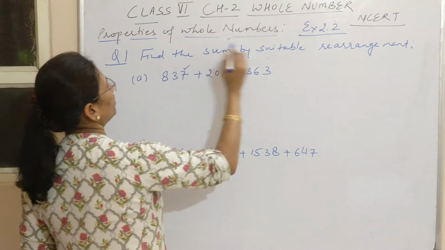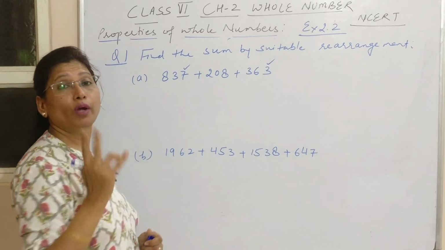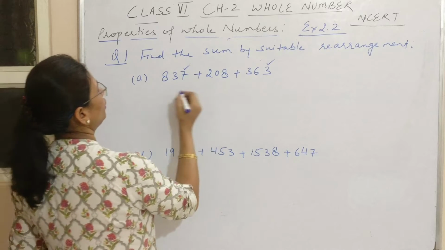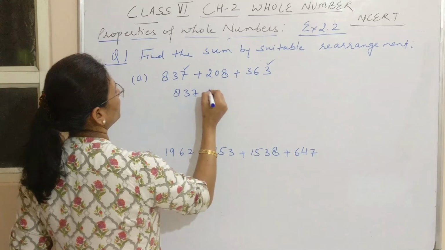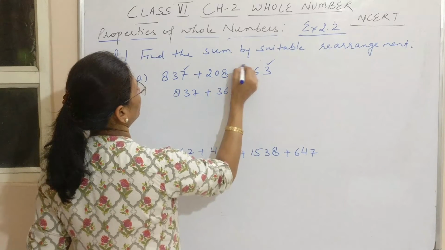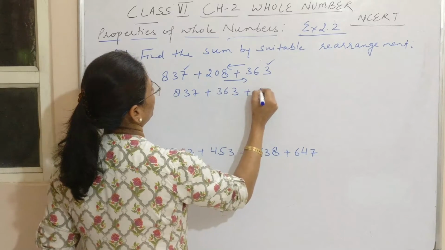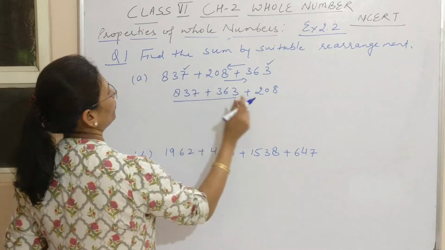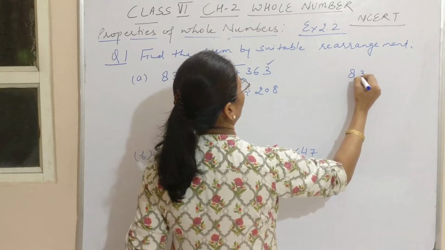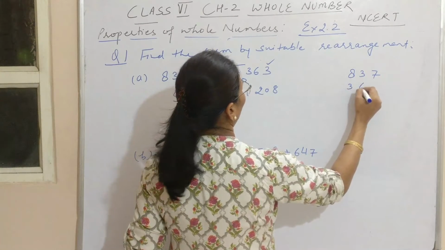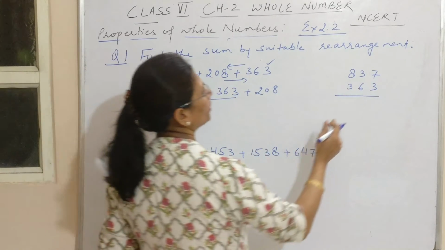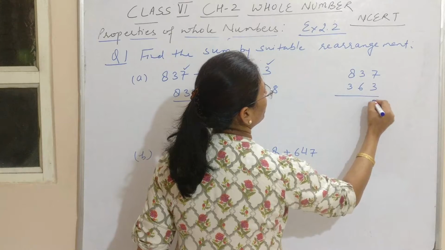So you can see the ones digits, 7 and 3. If you add 7 and 3, they make 10. So we'll rearrange: 837 plus 363, then plus 208. You can add in a rough column. We don't need to be very quick, as accuracy is more important than speed. So 7 plus 3 is 10.